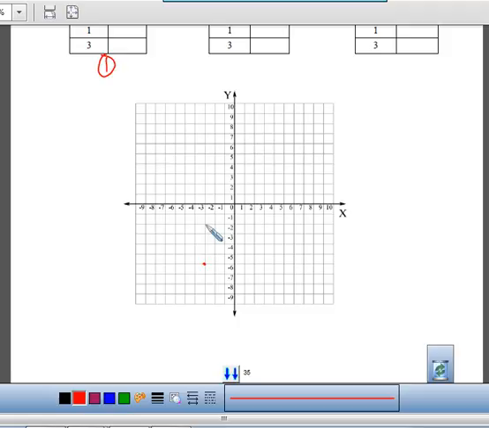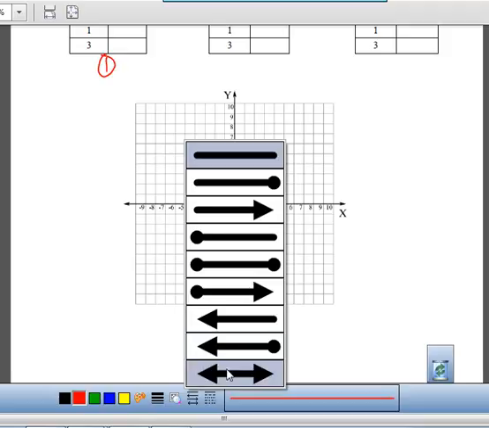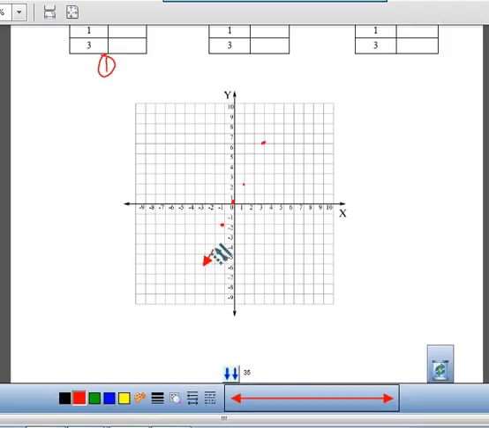Let's see here, 1, 2, 3, 4, 5, 6. The next one is negative 1, and then negative 2. And then the next one is 0, 0. And then I have 1, 2, and then 3 and 6. Okay, then I want to connect them with a nice straight line. So I'll use my line tool, and it should actually have arrows on both ends. And it looks like that.